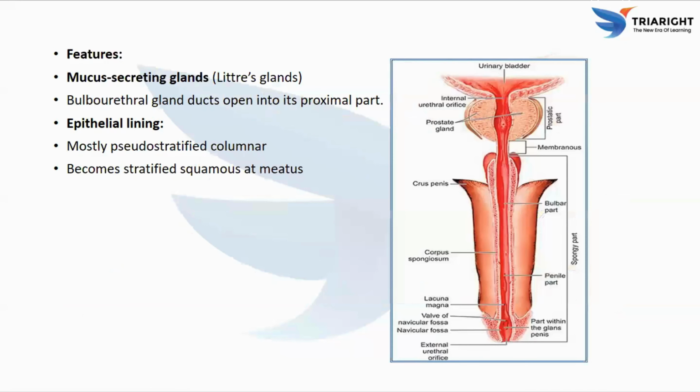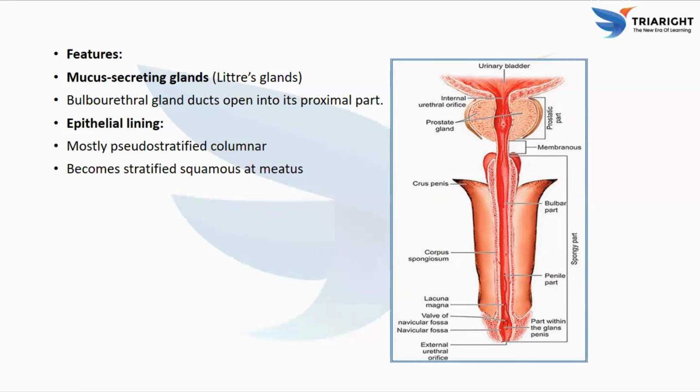Next, what are the features of the spongy urethra? It has mucus secreting glands, also called Littre glands. These are tiny glands located along the spongy urethra which produce mucus that helps to lubricate the urethra and protects the urethral lining from urine irritation. It provides lubrication also during ejaculation, and the bulbourethral gland ducts open into the proximal part.